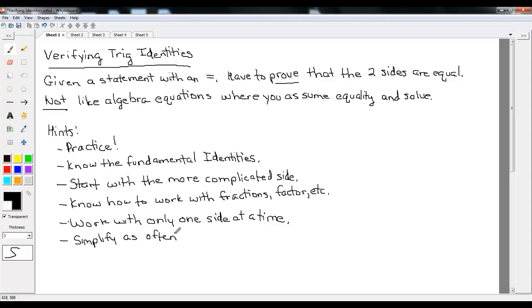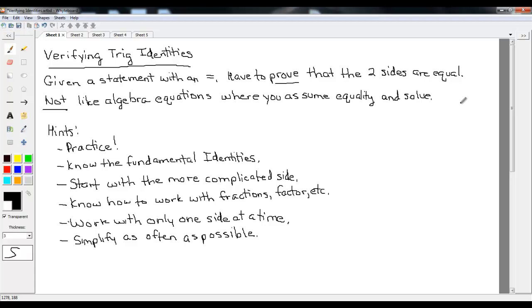I think these hints will make more sense once we start actually doing some verifying, but I want to go ahead and just get these down. When I say simplify as often as possible, that might mean putting things in terms of sine and cosine frequently. Sometimes when things are in terms of sine or cosine, it's easier to manipulate and work with everything. But those are some hints.